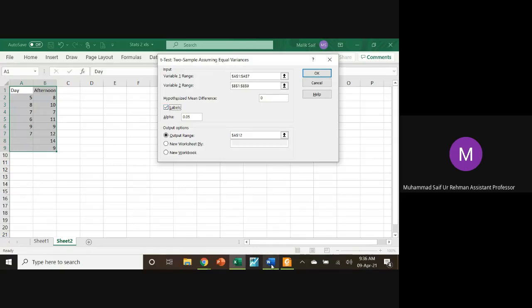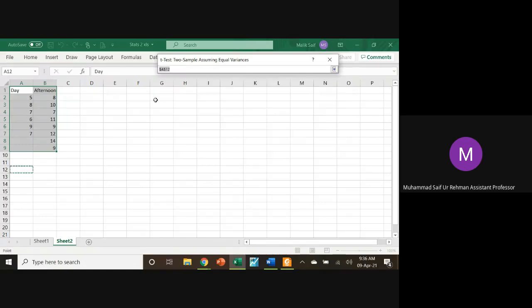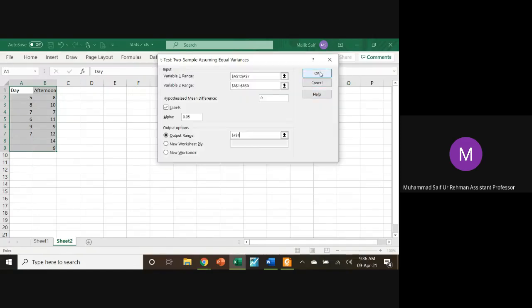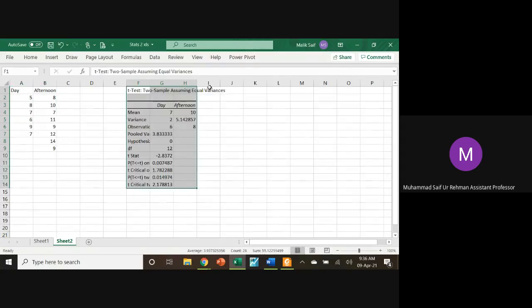And then what is the level of significance? It is the same, 0.05. Fine. And then you have to give the output range. So let us give the output range over here. This is the output range. Fine. And then click OK. So these are the results.